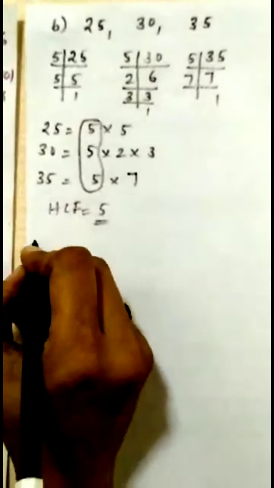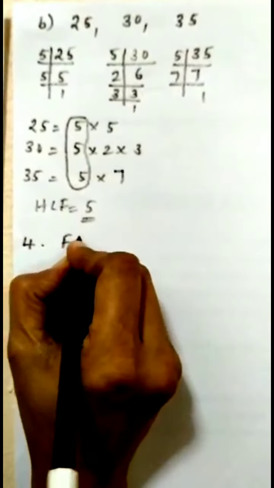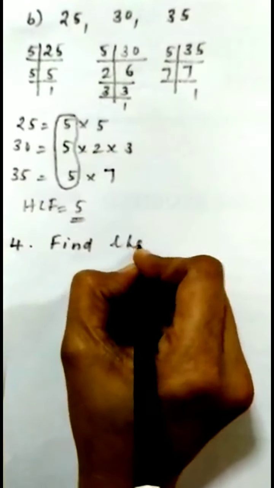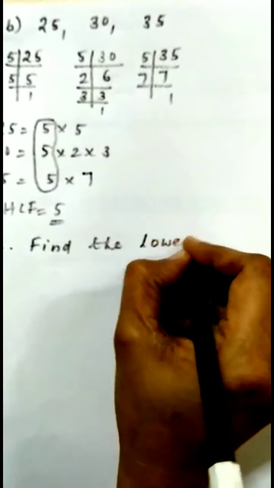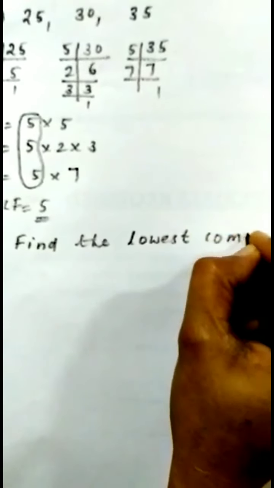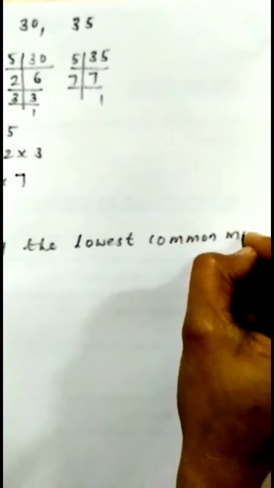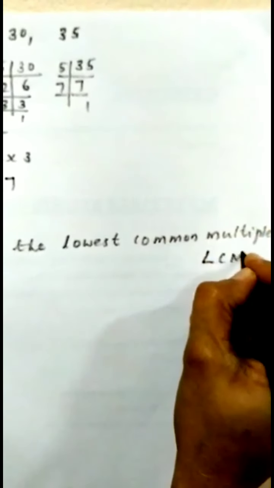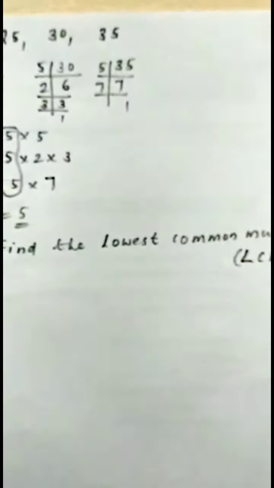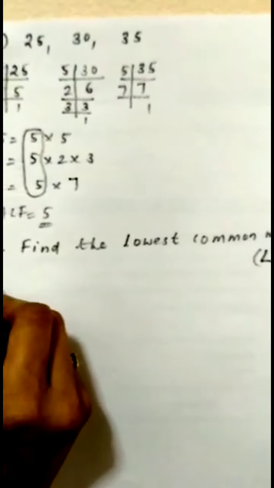Next one: find the lowest common multiple. Highest we finished. Now lowest common multiple, LCM. LCM also you have done in lower classes, so I'm not giving much exercise.